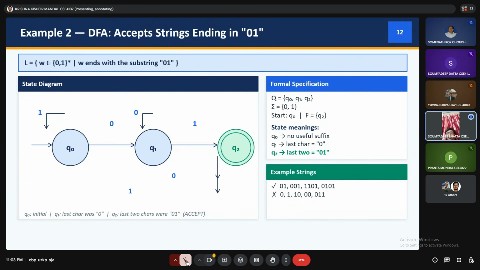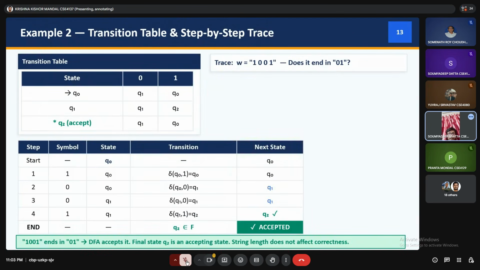Now let's take an example. Consider the string 1001. We start from Q0. Reading 1, we stay in Q0. Reading 0, we move to Q1. Reading another 0, we stay in Q1. Reading 1, we move to Q2. Since we end in Q2, which is the accepting state, the string is accepted because it ends with 01. Next slide. The transition table and step-by-step trace were explained in the previous slide. Next slide.